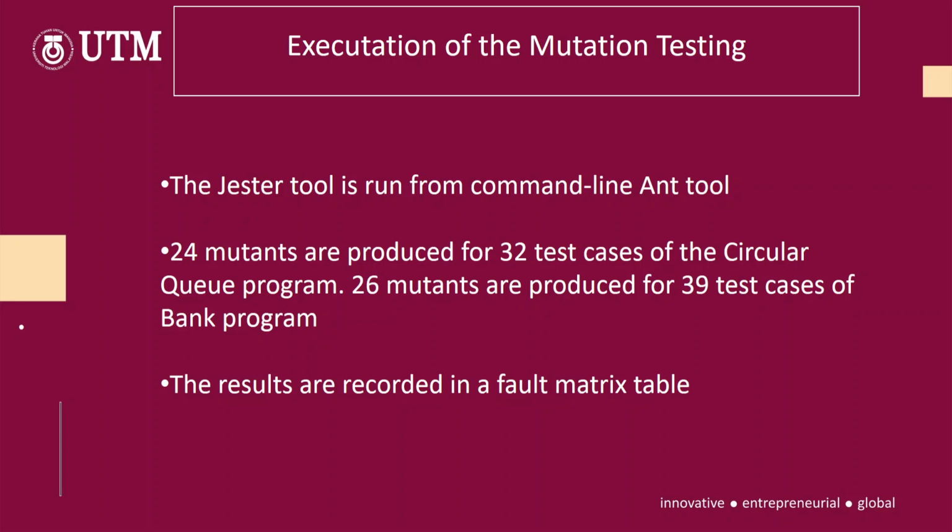The Gesture tool is run from the command line. 24 mutants are produced from 32 test cases for the circular queue program. 26 mutants are produced for 39 test cases of the bank program. The results are recorded in a fault matrix table.